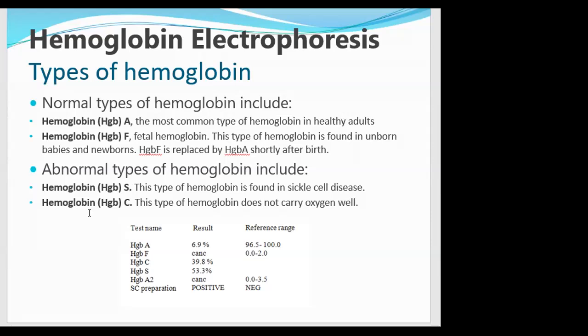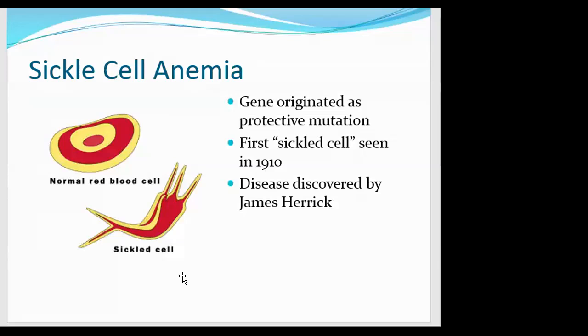So in order for a child to have sickle cell disease, they have to have hemoglobin S. And here is an example of a hemoglobin profile, and it breaks down just the amount of each hemoglobin that a patient has in their blood. So sickle cell anemia. Here you can see what a normal red blood cell looks like, and we talked about it. It's disc shaped. It has the concave or flat centers from losing the nucleus.